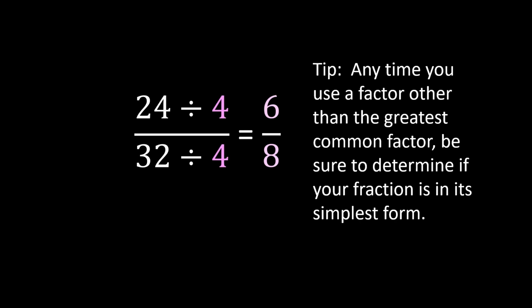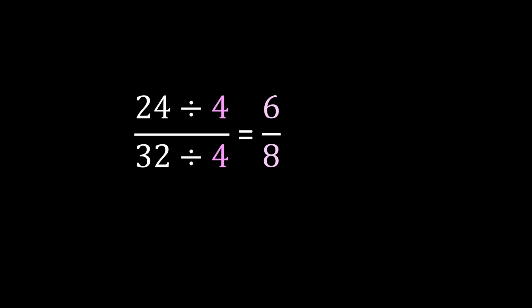Anytime that you use a factor other than the greatest common factor, you need to be sure you've got your fraction in its simplest form. We need to ask ourselves, can we simplify 6/8? And if the answer is yes, then we have to keep going. Our fraction's not in its simplest form, and we can simplify 6/8. So we'll need to keep going.